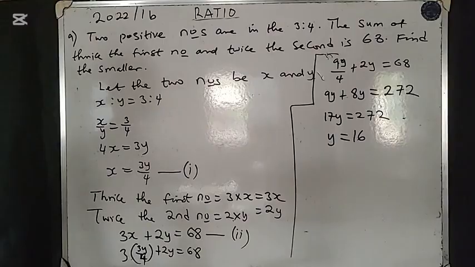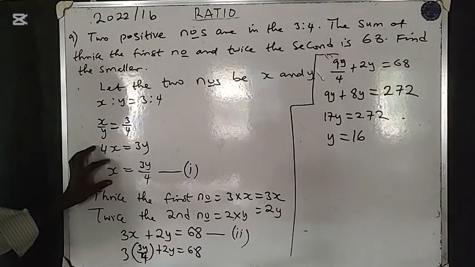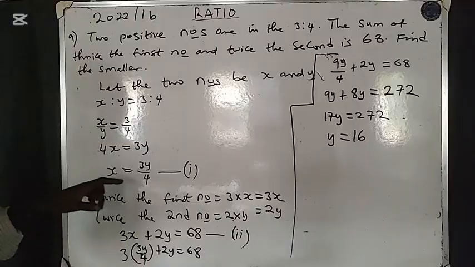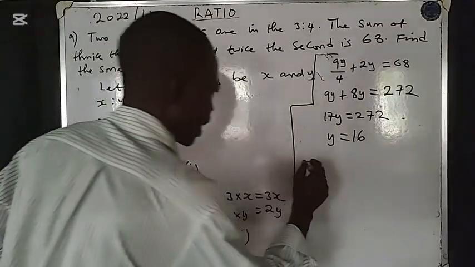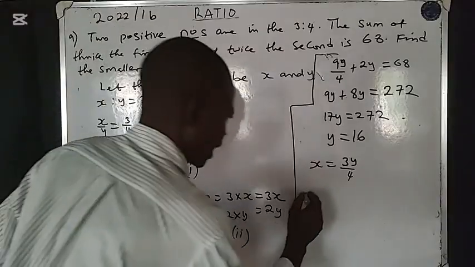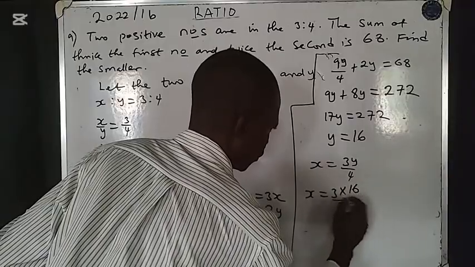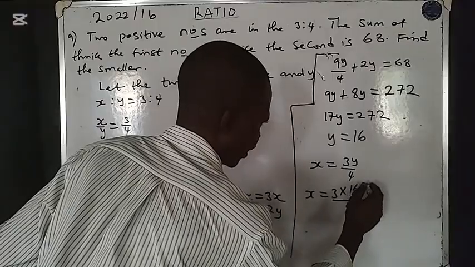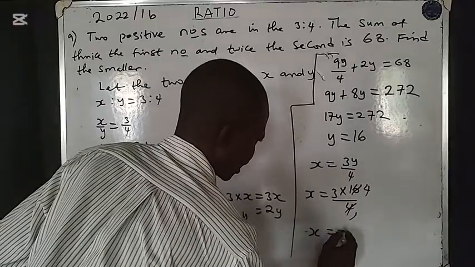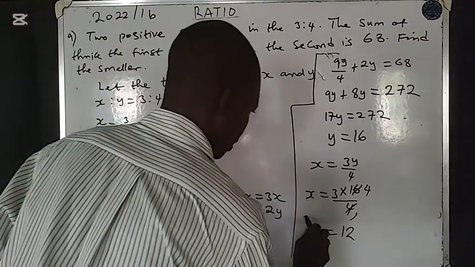And let us get the first number. We can see the equation for the first number here. The first number is x, right? The equation is x equals 3y over 4. So let's substitute for y in this equation. So we write x equals 3, y is 16 now, 3 times 16 over 4. 4 here 1, 4 here 4. So the first number is 3 times 4, which is 12. So what is the answer? Find the smaller number, and the smaller number is 12.